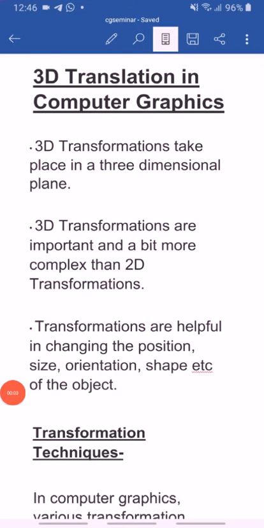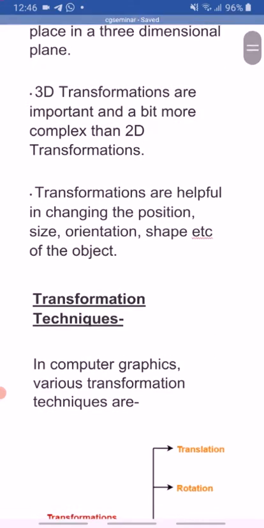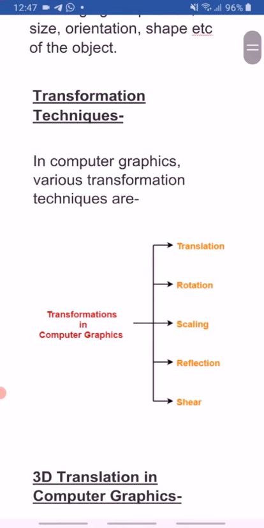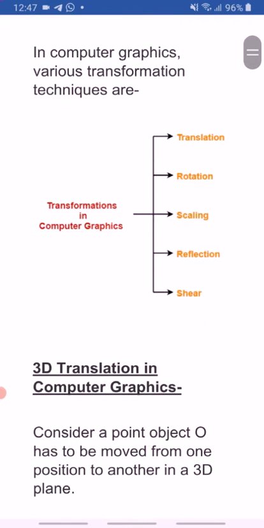Hi all, today's topic is 3D transformations. 3D transformations take place in a three-dimensional plane. That is, if an object is represented using three coordinates x, y, z, then we can say the object is a 3D object. So, coming to transformations, in computer graphics, various transformation techniques are available, such as translation, rotation, scaling, reflection, shear.